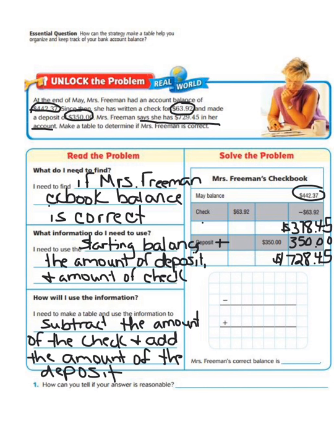So Mrs. Freeman's correct balance is going to be our $728.45. Now you could have also put all of this information down here in our table. I just prefer to do it checkbook style. So how can you tell if your answer is reasonable? Well, I can use estimation to determine if my answer is reasonable. And we could have estimated 442, right? 450 minus 63.92, which we could have rounded to 60. You could have used that estimation to double check your answer.